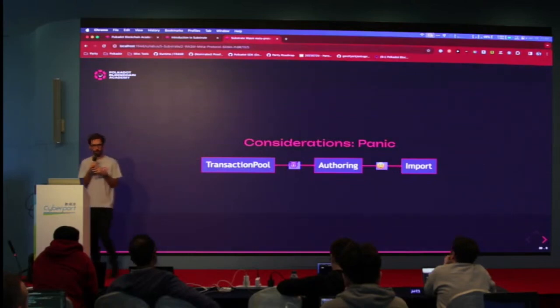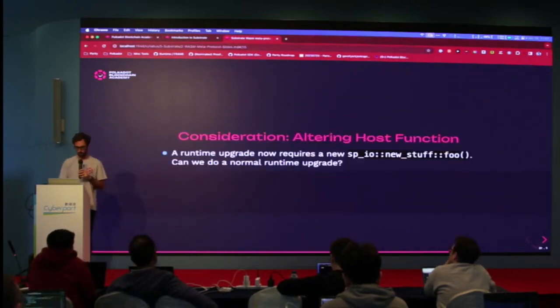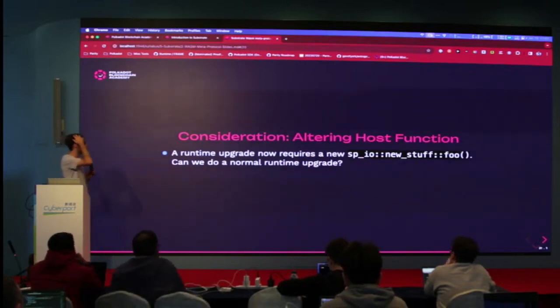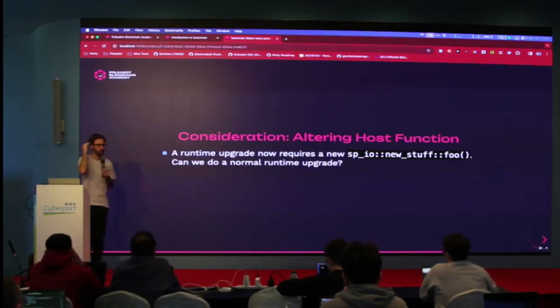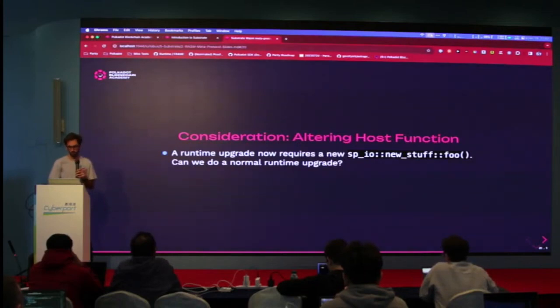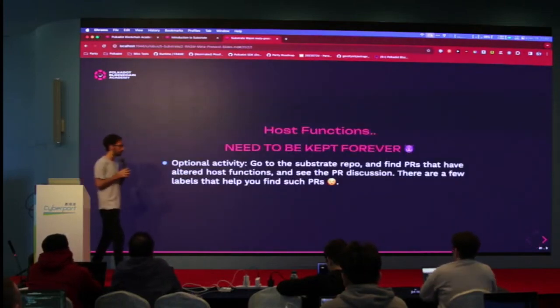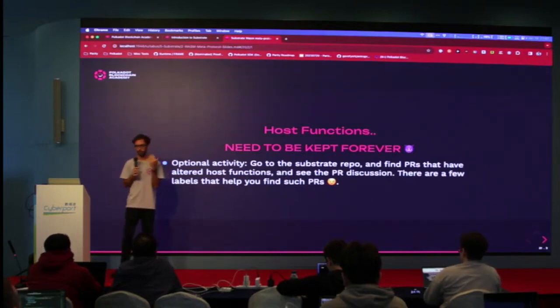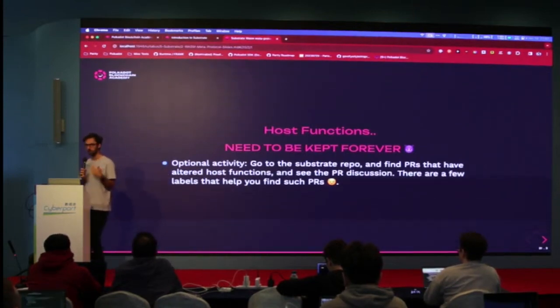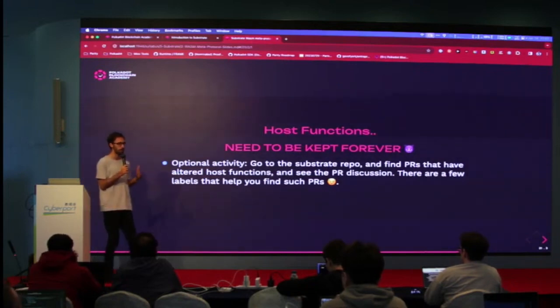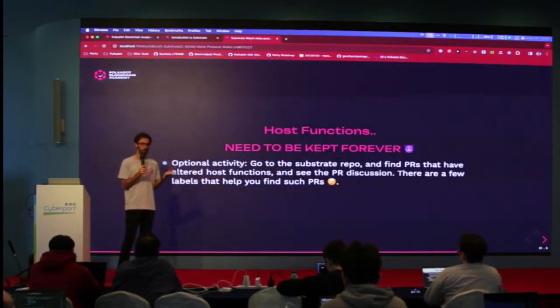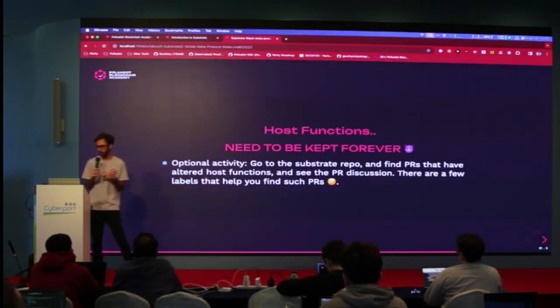Okay. All right. So this is the segment that we already covered in one of the questions, about altering host functions. Maybe I can just jump to the conclusion of it, which is that host functions need to be kept forever. So recap, if you add host functions, it means you need to update all your nodes first so that nodes are already ready and they have the new host functions. That's already a bit unfortunate, but it's not terrible.